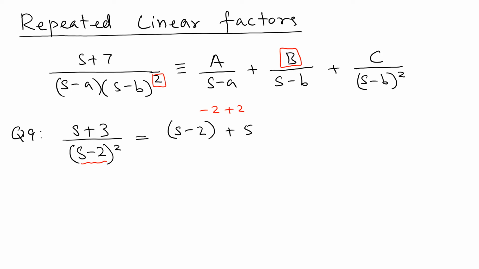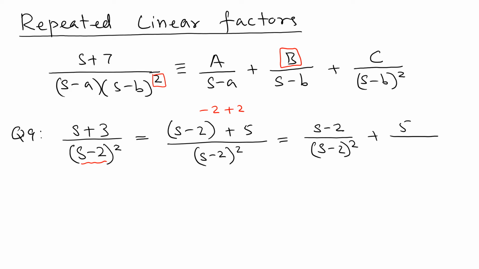3 plus 2, 5 over s minus 2 squared. So we can always do that. We can recreate the term in the denominator. Now we can split them. So when you split them, you can write this one as s minus 2 over s minus 2 squared plus 5 over s minus 2 squared.